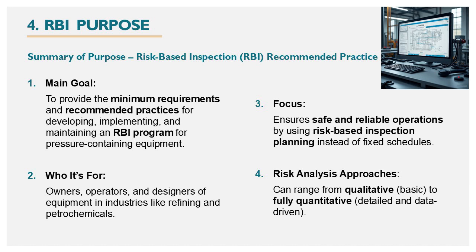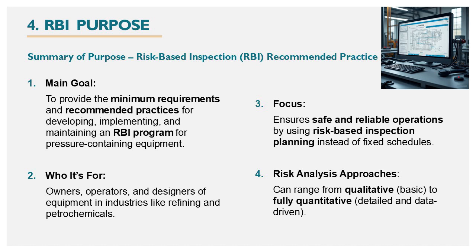Number 1 of RBI purpose is main goal, to provide the minimum requirements and recommended practices for developing, implementing, and maintaining an RBI program for pressure-containing equipment. Number 2 of RBI purpose is who it's for: owners, operators, and designers of equipment in industries like refining and petrochemicals. Number 3 of RBI purpose is what RBI focuses on: it ensures safe and reliable operations by using risk-based inspection planning instead of fixed schedules.